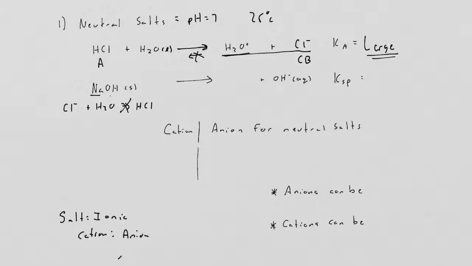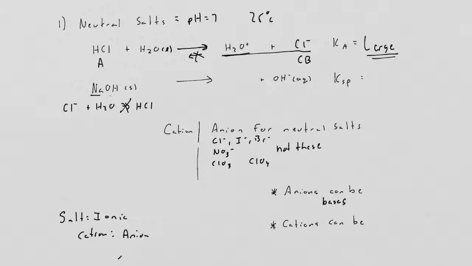So which anions are neutral? The anions that are neutral are the chlorides, the iodides, the bromides, the nitrates, the chlorates, and the perchlorates. Now, anions can be bases, but not these.